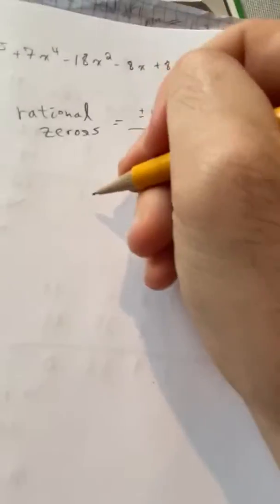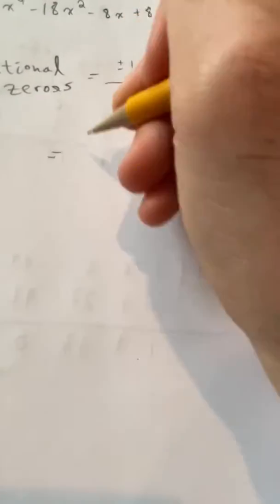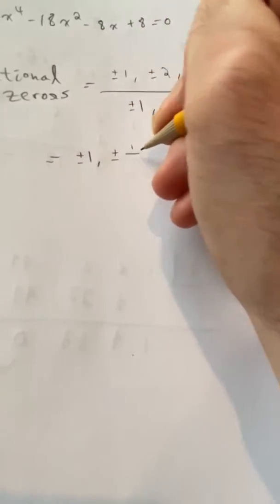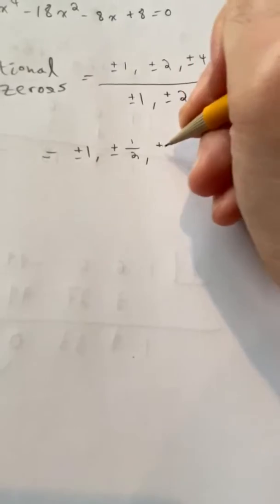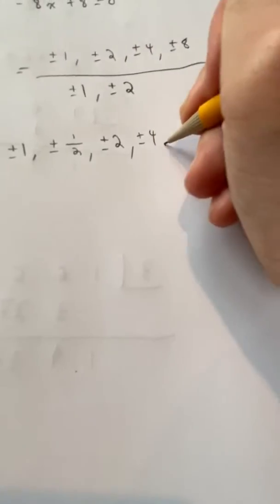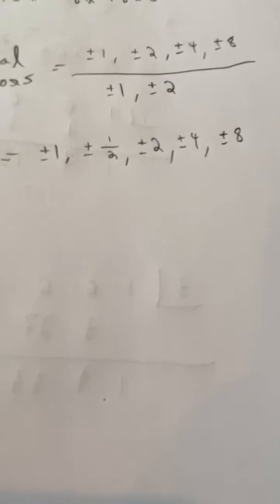Okay, so we can list those all out. Plus or minus 1 divided by 1, so that's plus or minus 1, plus or minus a half. And we have plus or minus 2. We've already accounted for plus or minus 1, so we don't need to worry about that. Plus or minus 4, and again, we've already accounted for plus or minus 2, and plus or minus 8. Okay, so those are the possible rational zeros.